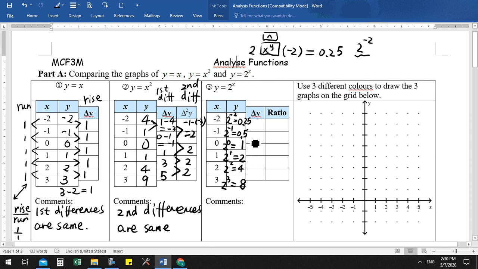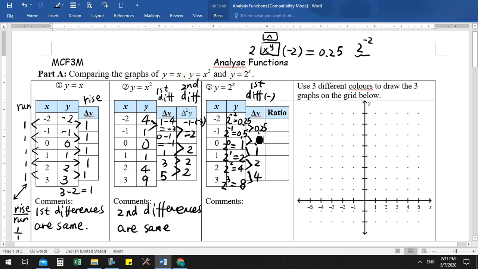This is how you do the calculation on your calculator for a power, 2 to the exponent -2. So now let's look at the differences. We are going to do the subtraction. 0.5 minus 0.25 gives you 0.25. 1 minus 0.5 gives you 0.5. 2 minus 1 gives you 1. 4 minus 2 gives you 2. 8 minus 4 gives you 4. So the first difference means subtract, okay, minus.